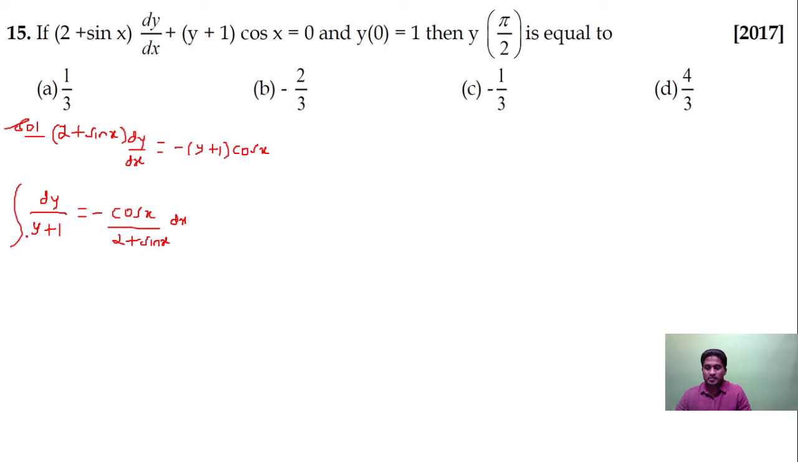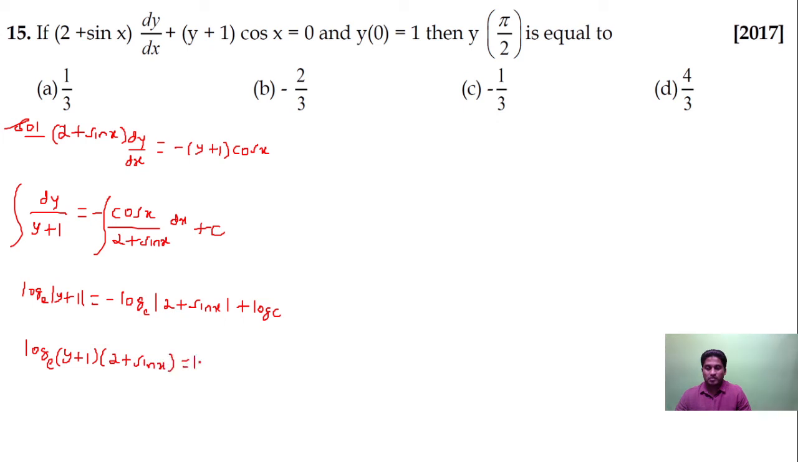Let us integrate this. Integration of 1 by x is log x, so you get log of y plus 1. You differentiate the denominator, you get the numerator, so this will be equal to log of 2 plus sin x, and then the constant c can be written as log c. Now shifting to the left side, log m plus log n is log m into n, so I skip one step: y plus 1 into 2 plus sin x is equal to log c. If I equate the corresponding values, you get y plus 1 into 2 plus sin x is equal to c. Let's call this equation 1.